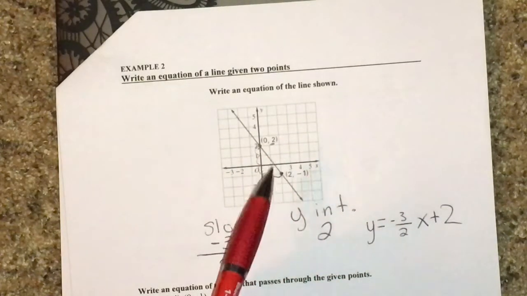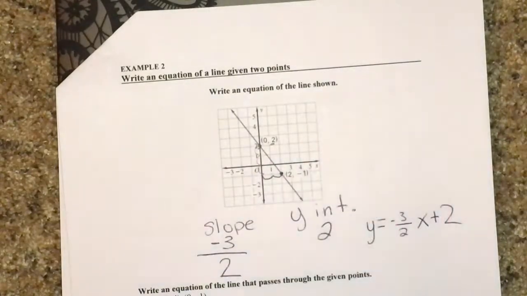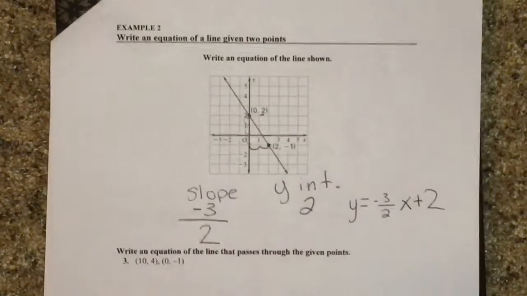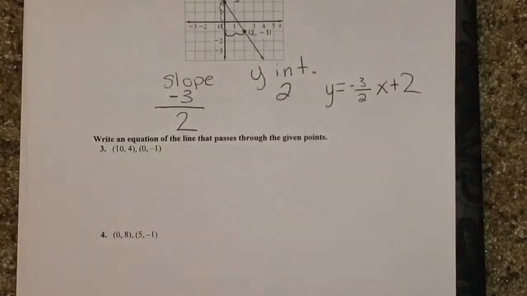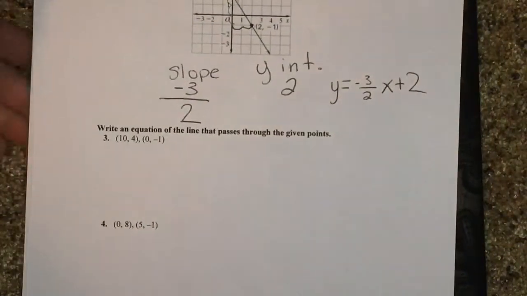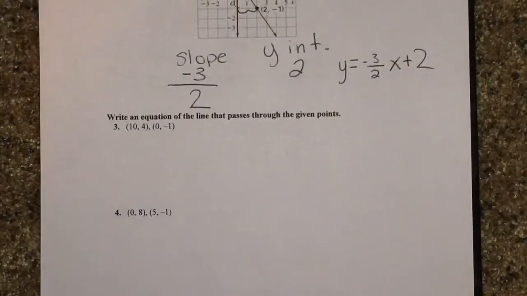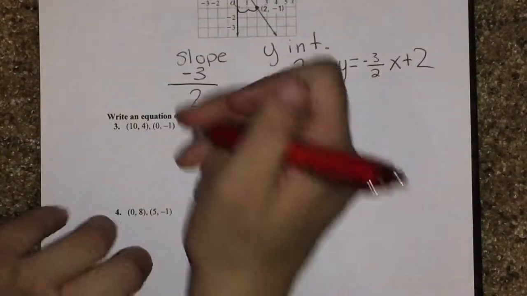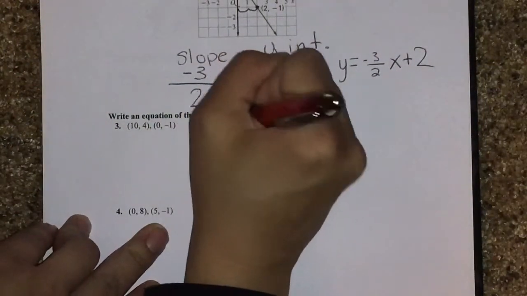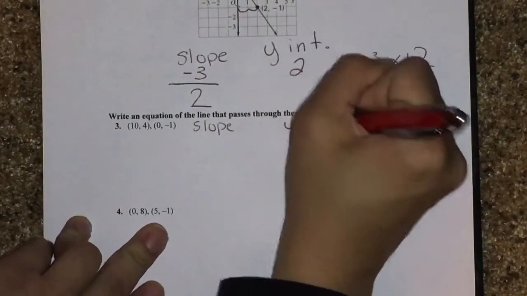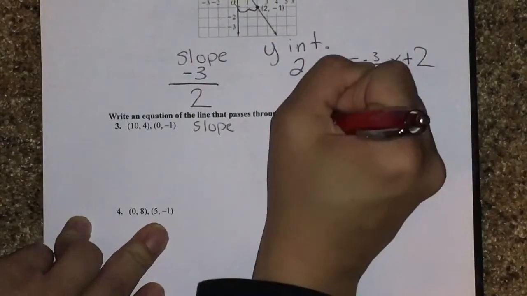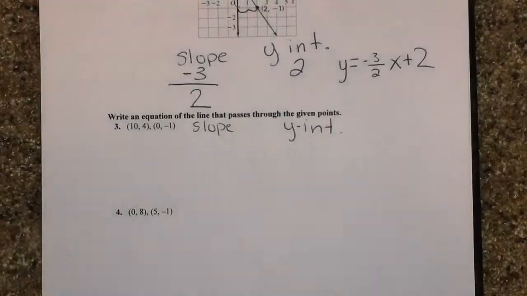Remember, where my graph crosses the y-axis is always when x is 0. It's going to be very important in these next couple of problems. Number 3 says write an equation of the line that passes through the given points. Remember, you need 2 things when you're writing the equation of a line: the slope and the y-intercept. They're not always going to give those things to you right away. Sometimes you're going to have to find them, just like we did up here.